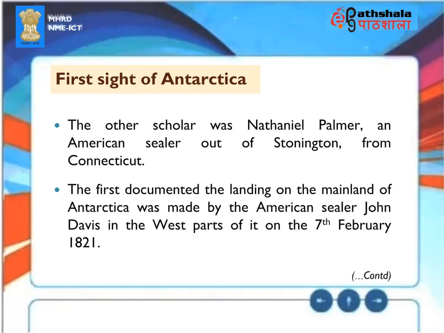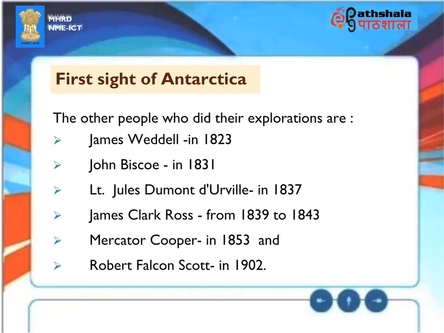The first documented landing on the mainland of Antarctica was made by the American sealer John Davis in the western parts of it on the 7th of February 1821. The other people who did their explorations are James Weddell in 1823, John Biscoe in 1831, Lieutenant Jules Dumont d'Urville in 1837, James Clark Ross from 1839 to 1843, Mercator Cooper in 1853, and Robert Falcon Scott in 1902.